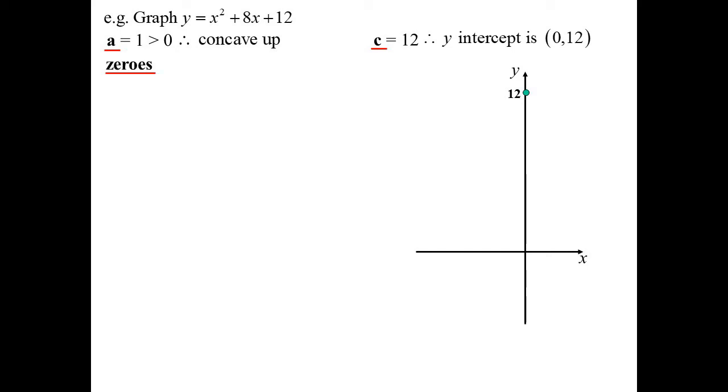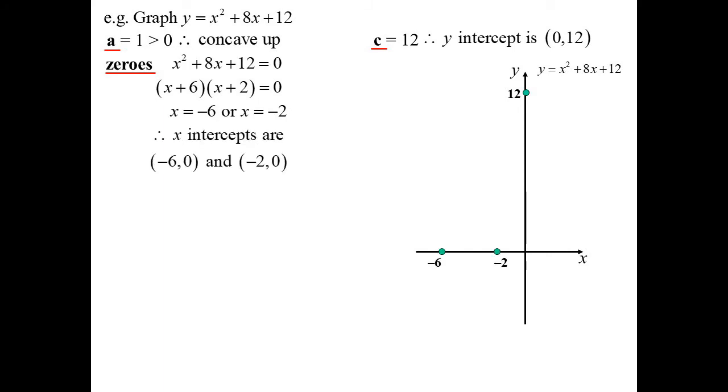Let's find the x-intercepts, the zeros. Solve that. That's a nice easy one. Multiply together to give 12, add together to give 8, 6 and 2. So we know we're cutting at -6, -2. Plot those in. All right, starting to get a feel for what this shape's doing.